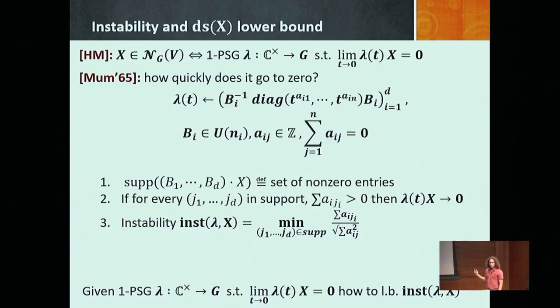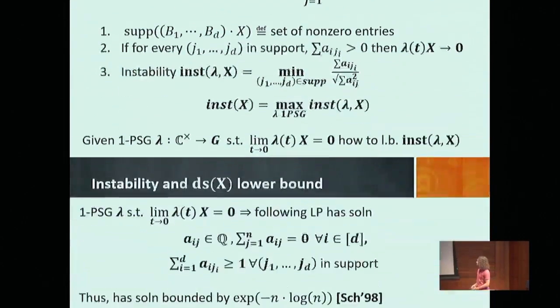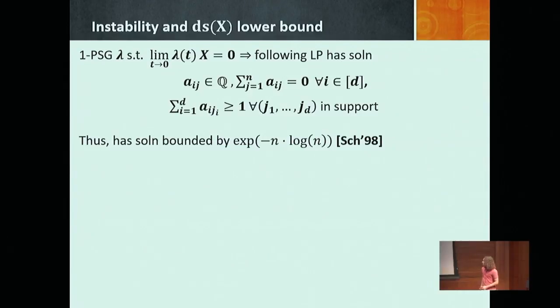Any questions so far? This is good? Okay, and the instability for x is simply the maximum over all one parameter subgroups of the instability of lambda x. So I want to know how fast I can go, I might as well pick the best one parameter subgroup. Okay, so first of all, how do I prove a lower bound on the instability in general? And then let's show how we can use the instability to lower bound the distance to doubly stochastic.